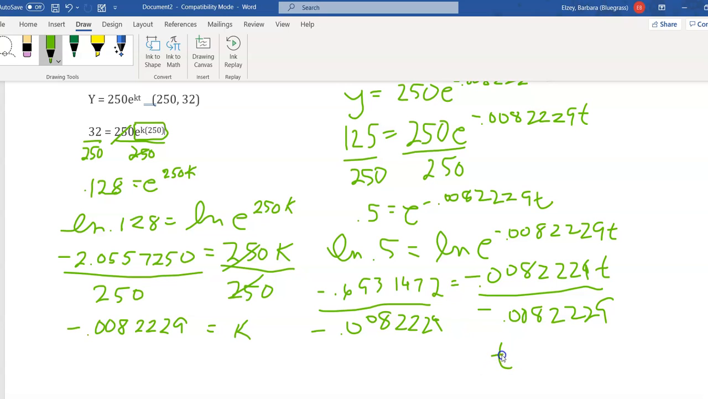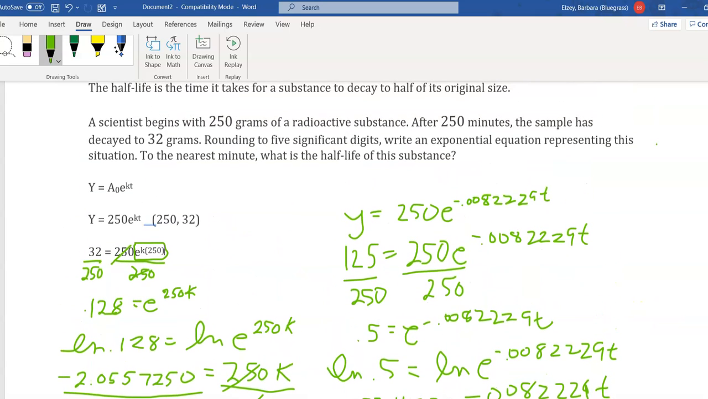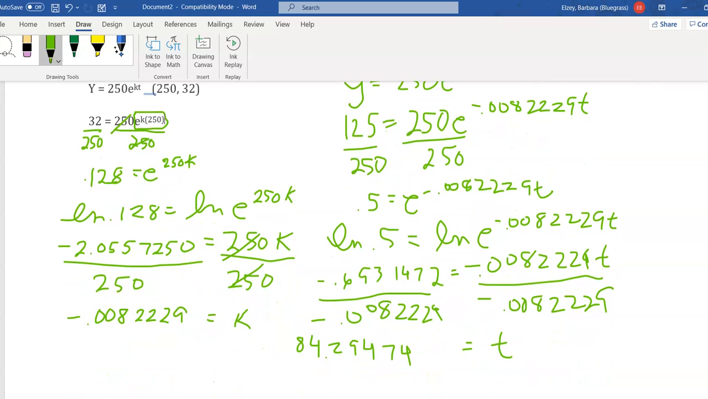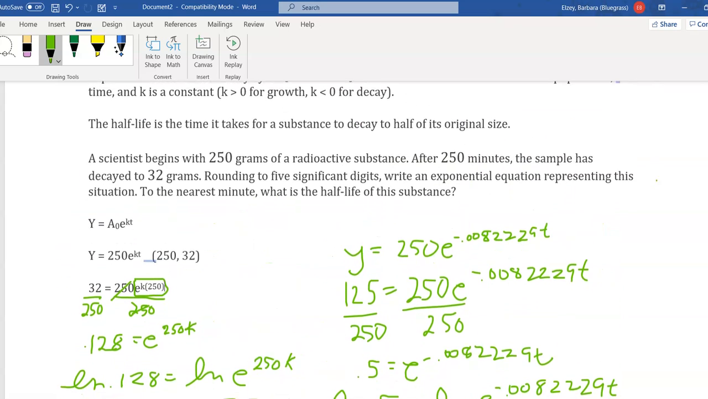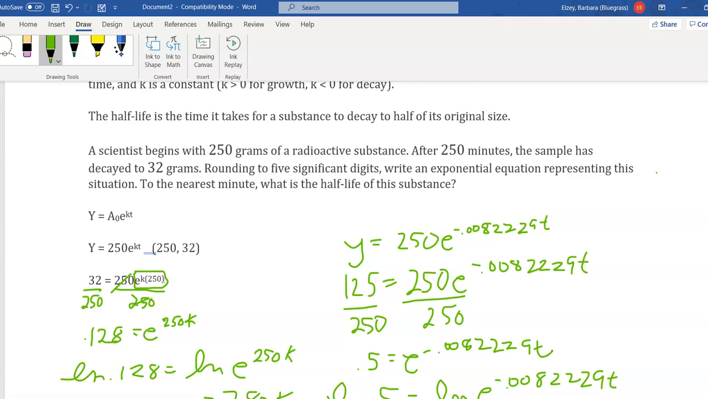On the left, we're just going to get t. On the right, let's put that into the calculator. And that is 84.29474. And let's see, was that days? That was minutes. Okay, so after about 84 minutes, it will decay to half of its original size.